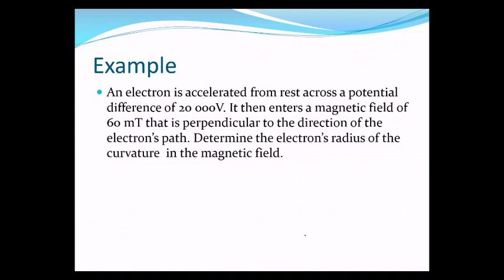So let's do a circular motion style question. And this is our last question. Look at that. An electron is accelerated from rest across a potential difference of 20,000 volts. It enters a magnetic field of 60 milliteslas that is perpendicular to the direction of the electron's path. Determine the electron's radius of curvature in the magnetic field. Whew. Okay, so this is a big question. So let's draw out what's going on here.